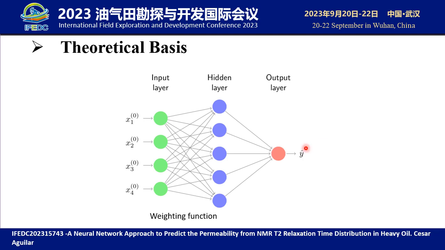The output layer, in this case, is core permeability, Klinkenberg and overburden corrected. The hidden layer, in this case 1, and the algorithm will adjust the weighting function to minimize error in an iterative process.